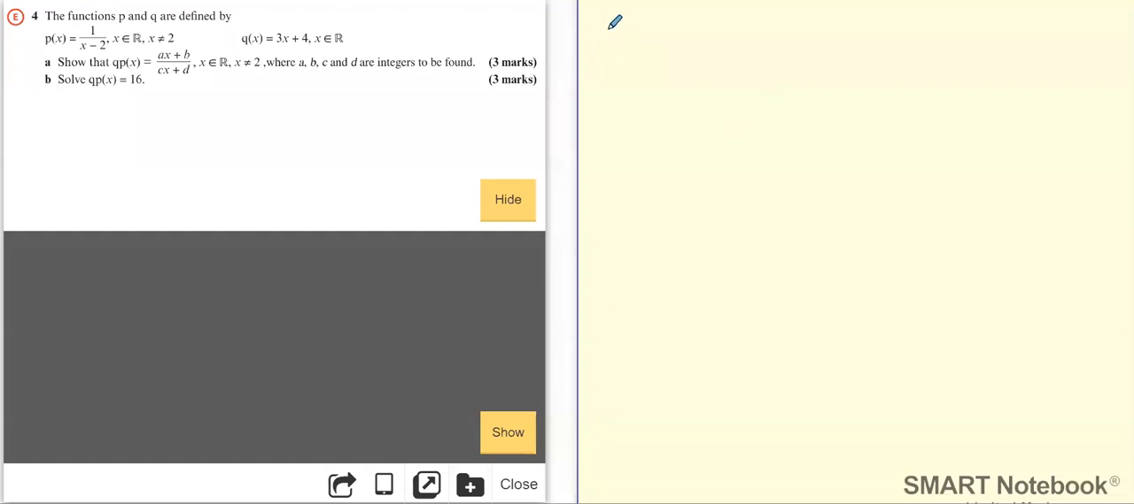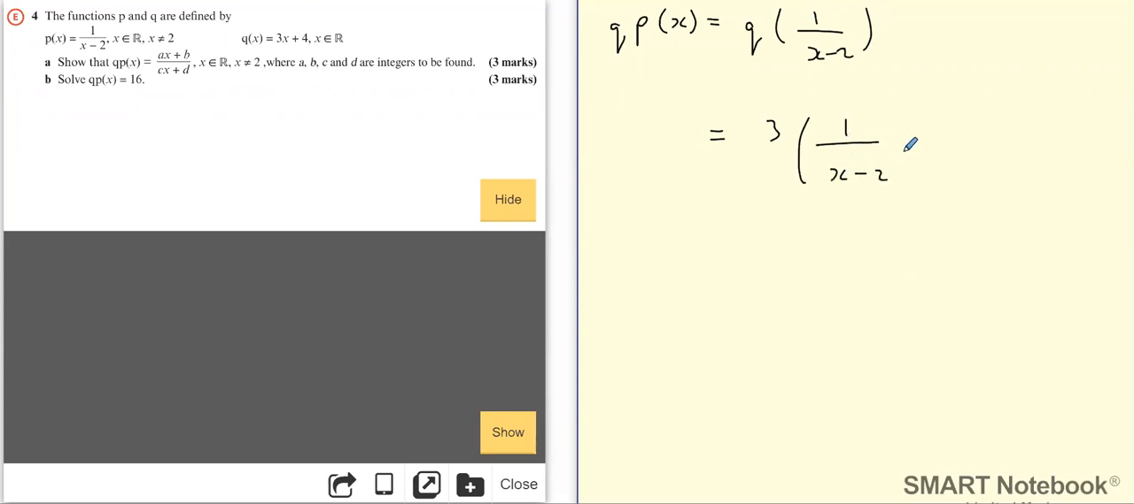So we've got p of x and we've been asked to work out qp of x. So qp of x equals q of 1 over x minus 2. That's what we have to do. So that then means we need to do 3 times 1 over x minus 2 plus 4. Did you start off with that working out? Can you please let me know in the chat?